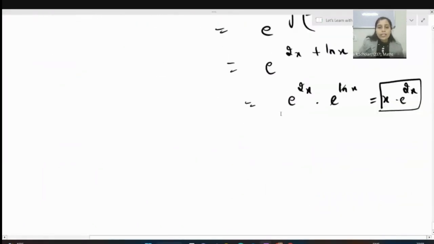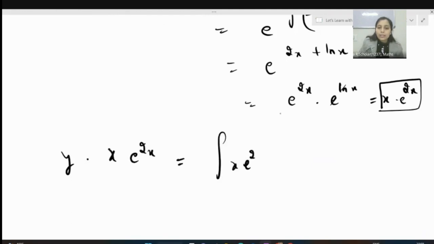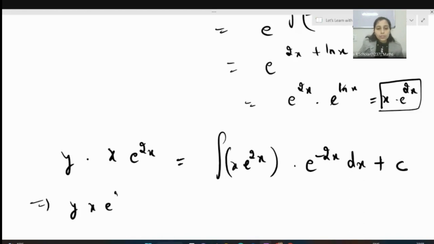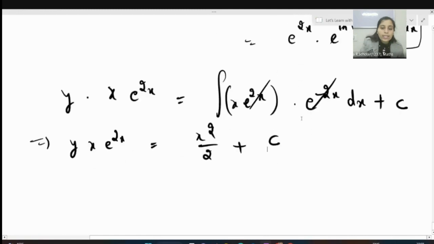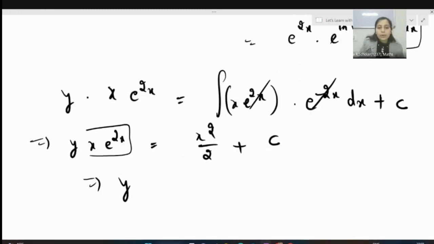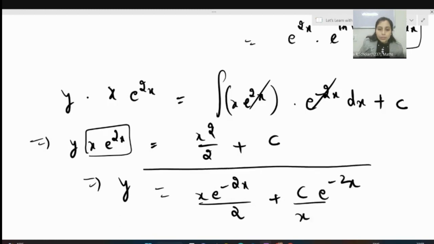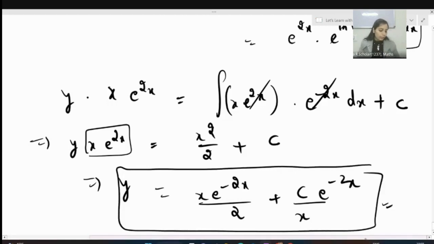Now we can have the solution in this case like this: y into integrating factor is equal to integral of integrating factor into Q. So we have the value of Q as e raised to power minus 2x dx plus some constant c. So this is the required solution. Just integrate this. The exponentials will cancel out, giving x squared by 2 plus c. Now taking y at the left hand side and dividing throughout by x e raised to power 2x, we get y equal to (x squared by 2 plus c) divided by x e raised to power 2x. So this is the required solution of the given equation.